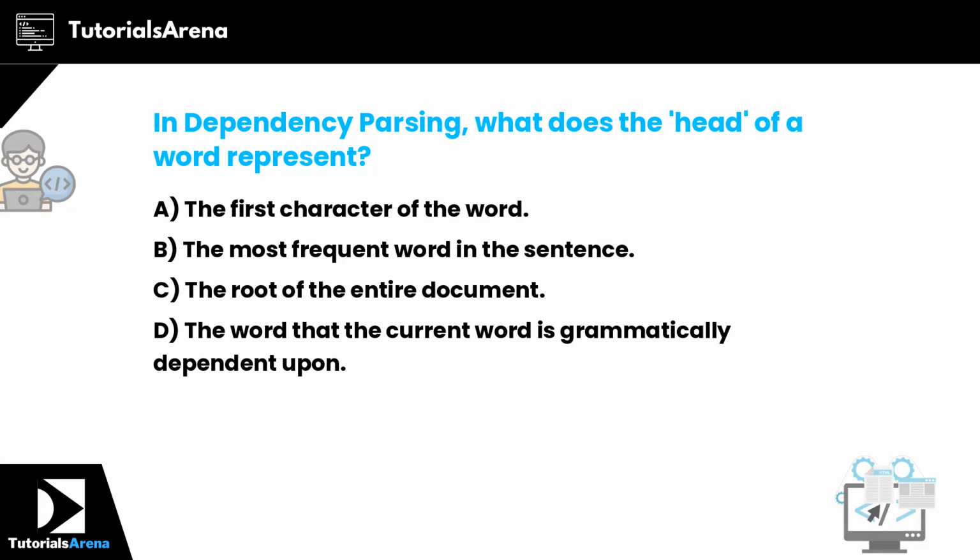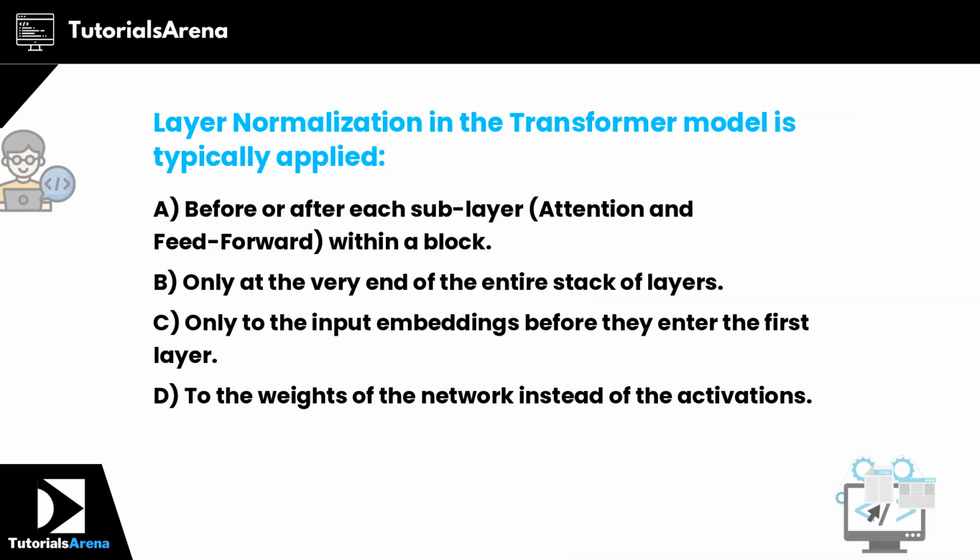In dependency parsing, what does the head of a word represent? The correct answer is option D, the word that the current word is grammatically dependent upon. Layer normalization in the transformer model is typically applied... The correct answer is option A. Before or after each sublayer, attention and feed forward, within a block.